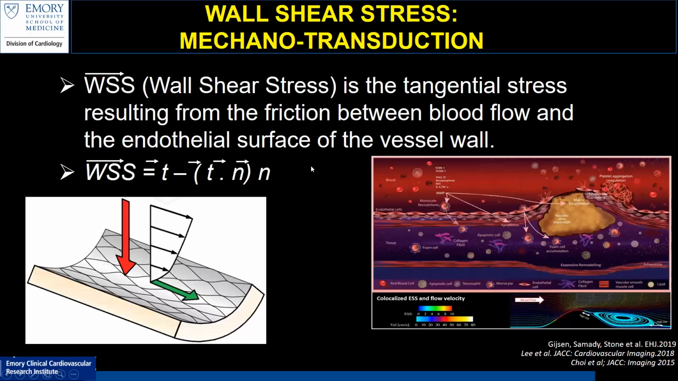So what is wall shear stress? Wall shear stress is the tangential stress resulting from the friction between blood flow and the endothelial surface of the vessel wall. This red arrow is the normal force component associated with blood pressure, and the green arrow is the tangential component force associated with wall shear stress.